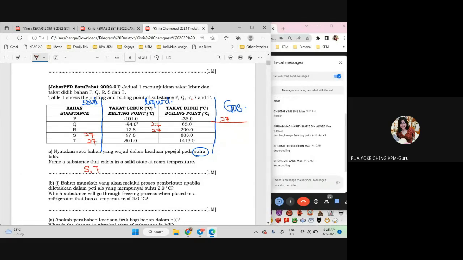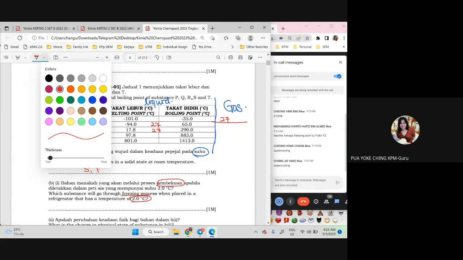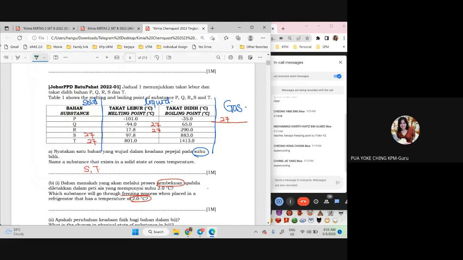Bahan manakah yang akan melalui proses pembekuan, freezing process, when there is 2 degrees Celsius? Okay, so I change another one. 2 degrees Celsius. Pembekuan means it turn to solid. So 2 is here. 2 is here.